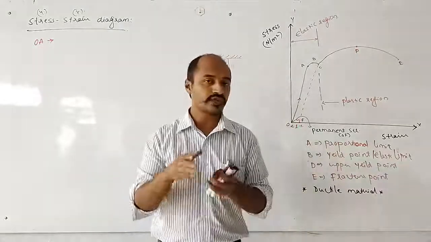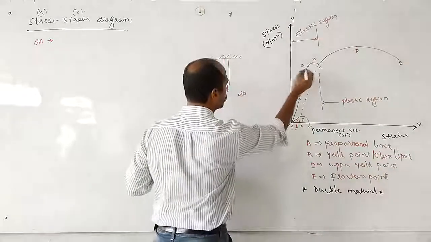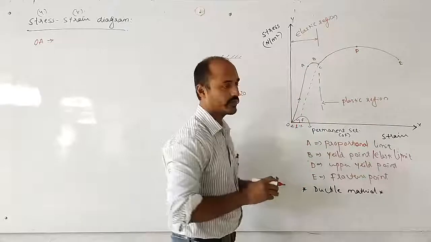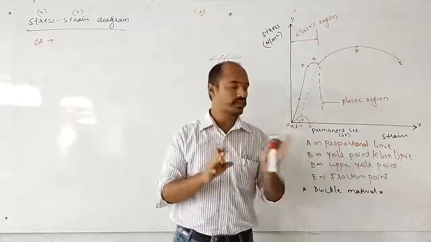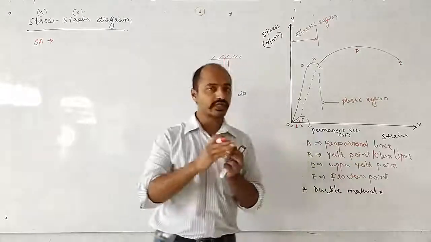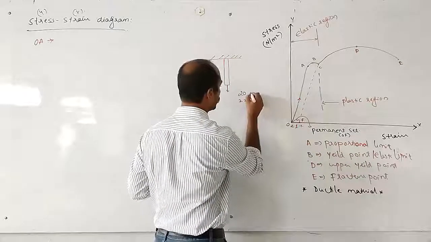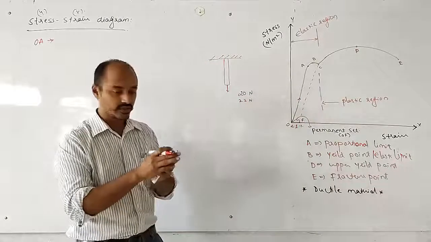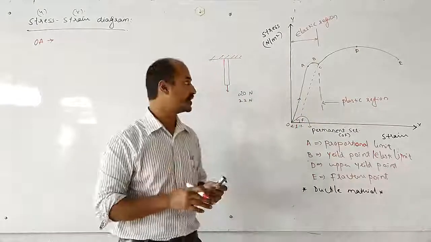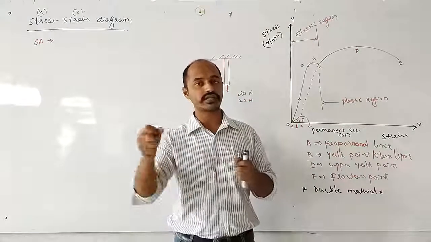Next, furthermore, we have applied up to 20 kN. So up to this, I can say that the force is 20 kN. So up to 20 kN, the proportionality limit is there. Then furthermore, as I go on increasing the force, if I apply a force of 22 Newton, still stress is increasing because the force is increasing.